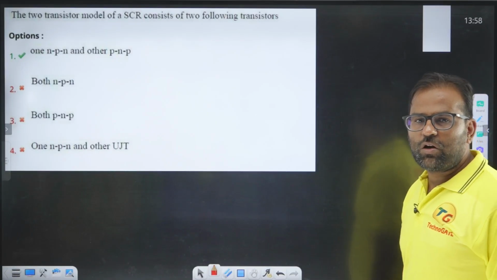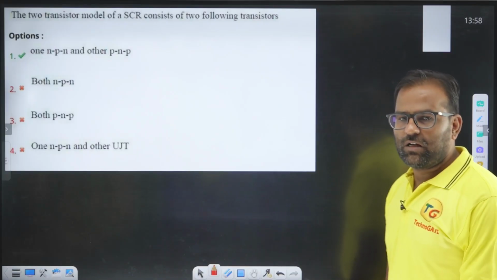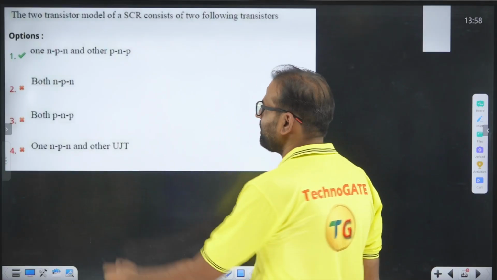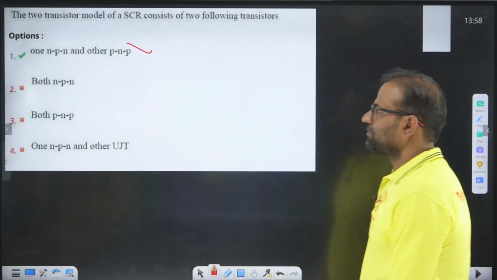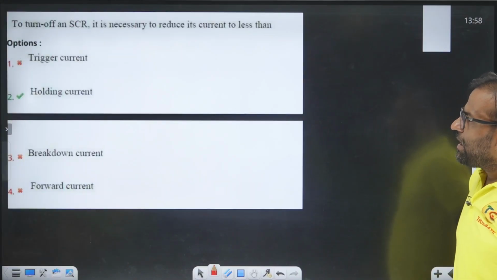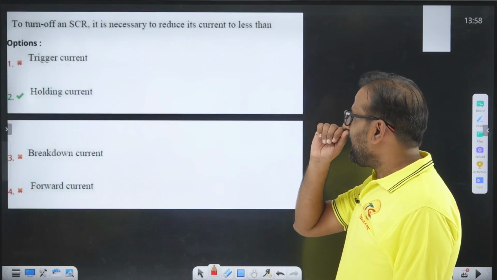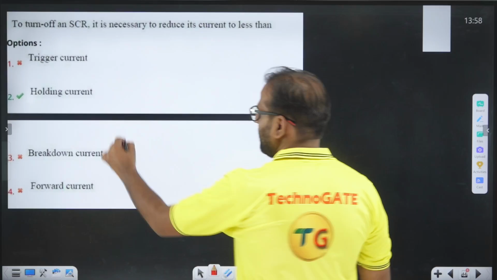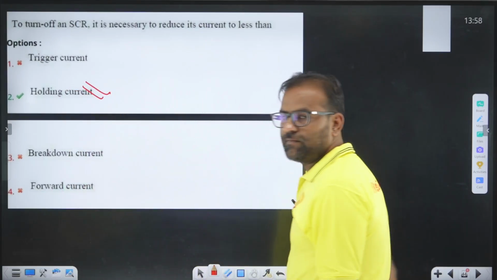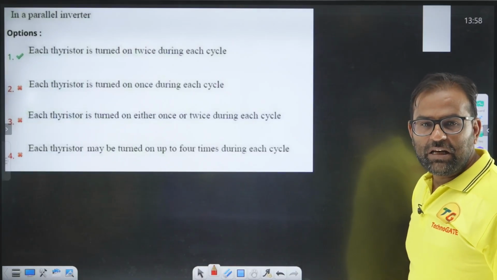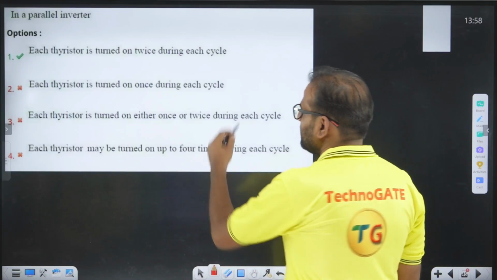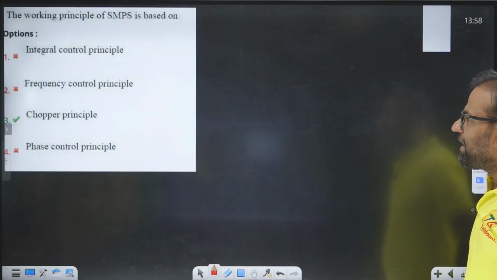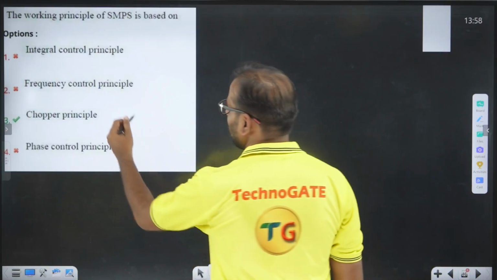Two transistor model of SCR consists of which two transistors? So we should have both transistors different. If one is NPN, the other is what? PNP. Next, to turn off an SCR it is necessary to reduce the current below the holding current of the SCR. The parallel inverter. Okay, theoretical. The working of SMPS is based on what? Chopper principle.